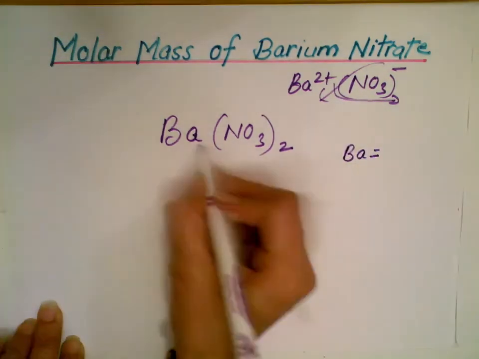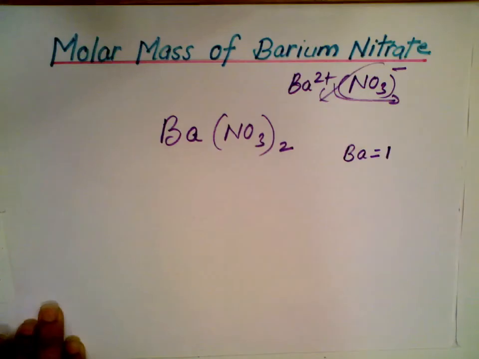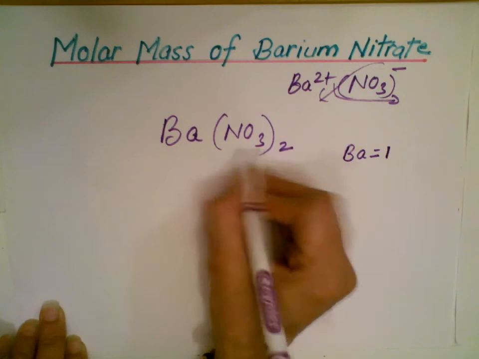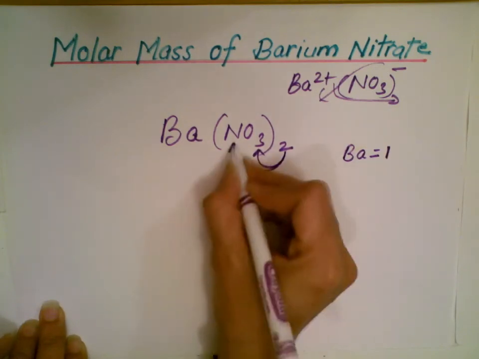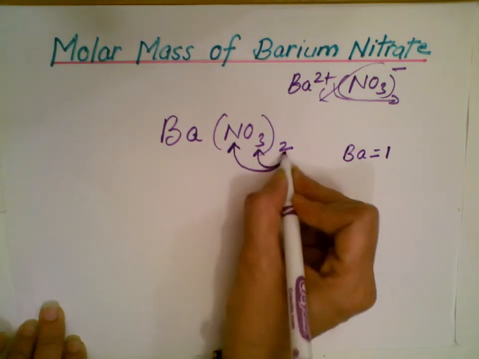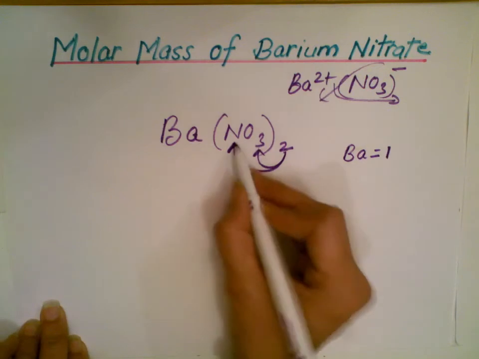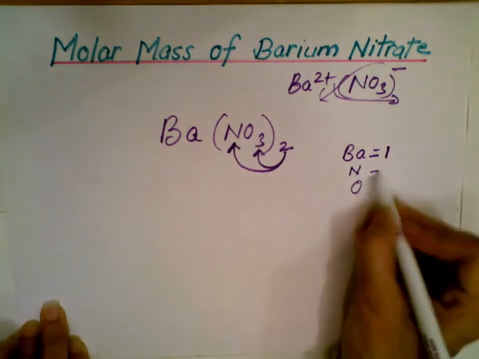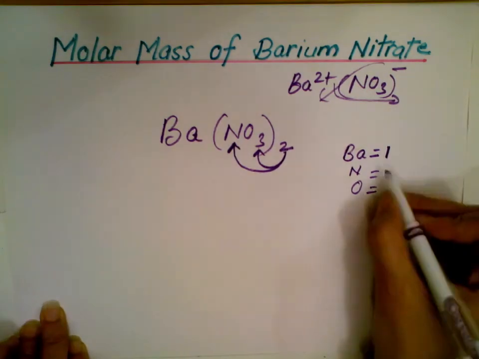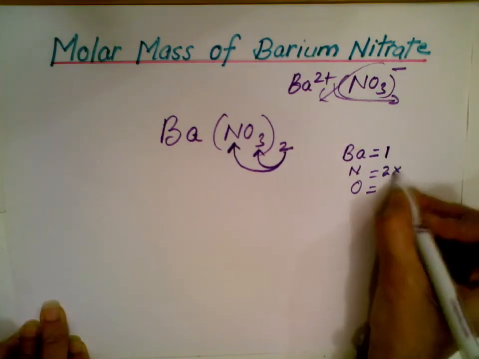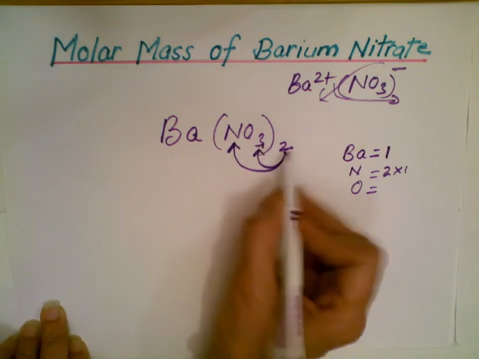So barium is 1. Nitrate, now whenever you have a subscript outside, everything inside the parentheses also goes with everything outside. So outside and inside, they both multiply, both the subscripts, to tell the total number of atoms. So nitrogen, and we have oxygen. So nitrogen is 2 times 1 because you don't see any number. Okay, 2 times 1. And here you have a 3 subscript for oxygen. So 2 times 3.